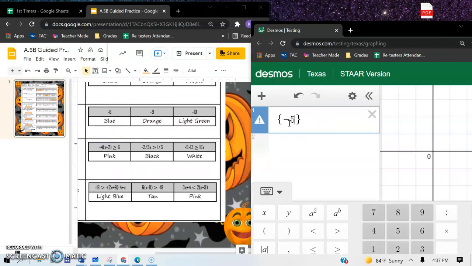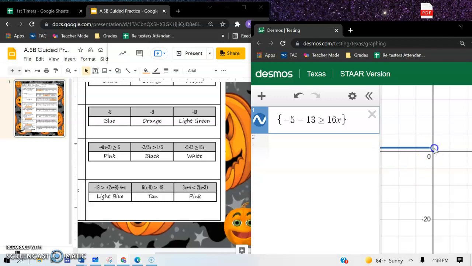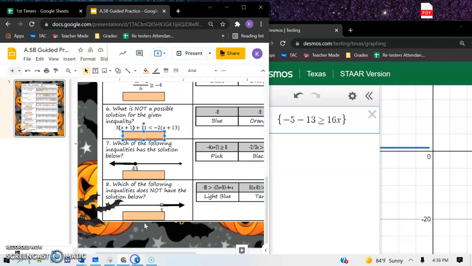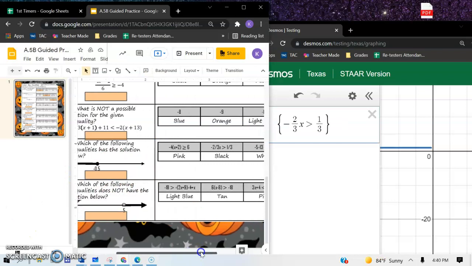Negative 5 minus 13 is greater than or equal to 16x. Again, it's going to the left. Let's go to the very end, which is negative 1.2. And this one says negative 0.5. So sorry about that, kiddo.